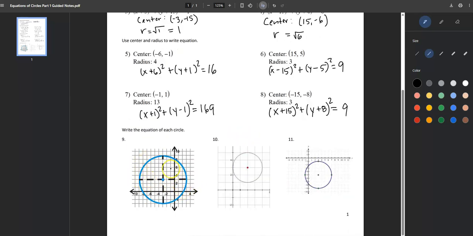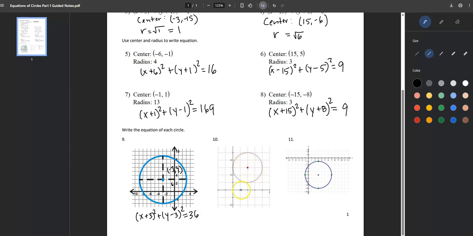Looking at these ones, if I were going to write an equation, I need to know where the center is and what the radius is. The center here is at negative 3, 3. And for the radius, if you just count from the center out to the edge, 1, 2, 3, 4, 5, 6, so this is 6 long. When I go to write my equation, this is going to be x plus 3 squared, and then y minus 3 squared, and then 6 squared is 36.